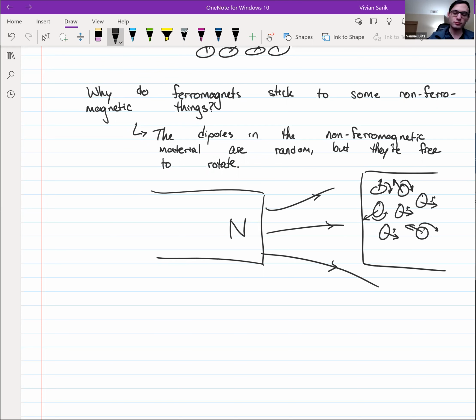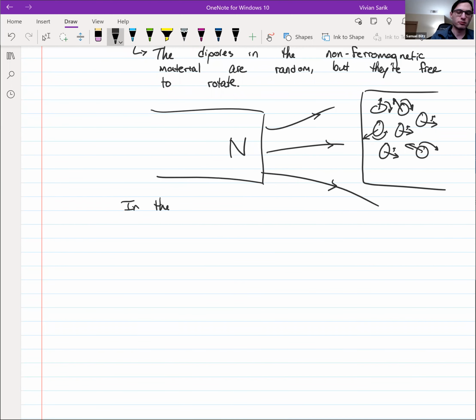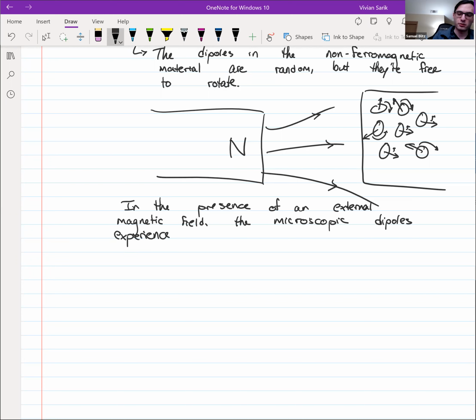So in the presence of an external magnetic field, and that external magnetic field might be provided by a permanent magnet, they experience a torque. Let me be more specific. The microscopic dipoles experience a torque, forcing them to align with the magnetic field.